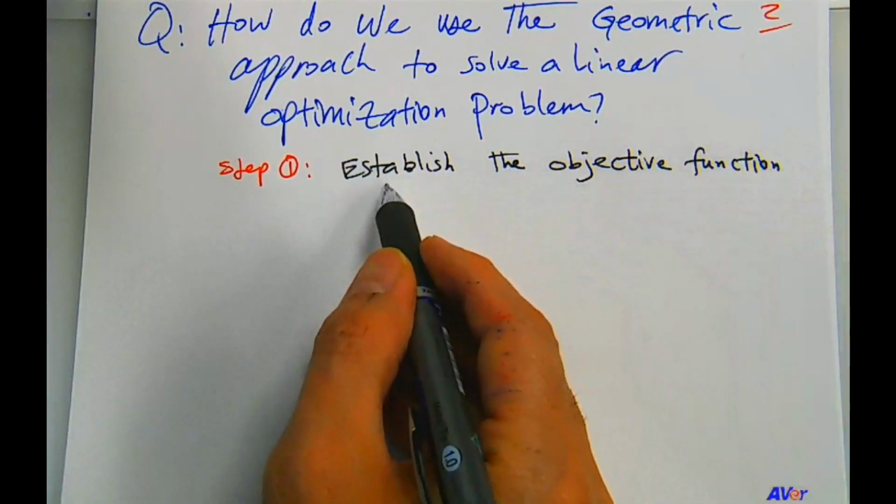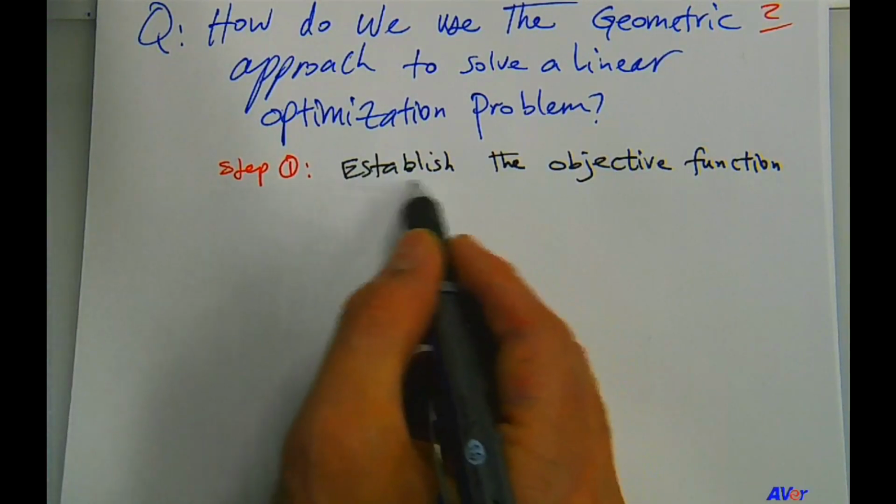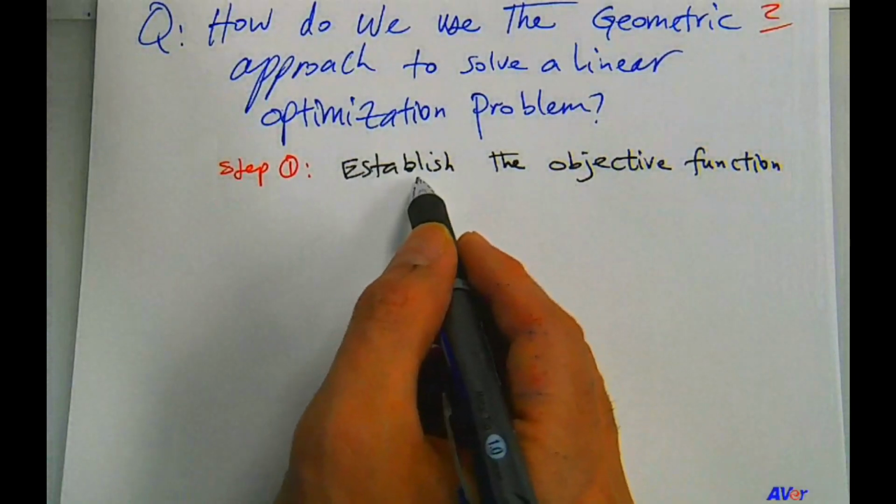I say established because not always the objective function is given to us. Not always. If it's a purely mathematical problem, then yes, it's been given to us. But if we have a word problem, then we have to construct it. We have to introduce our own variables, and then we have to use those variables to construct the objective function. So that's why the first thing is we want to establish that.